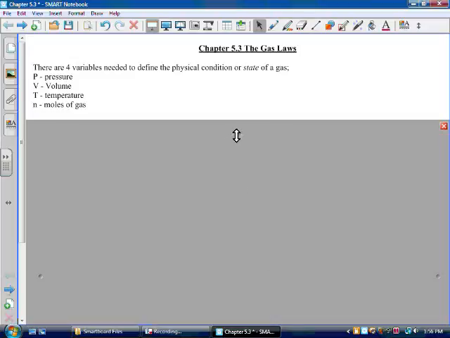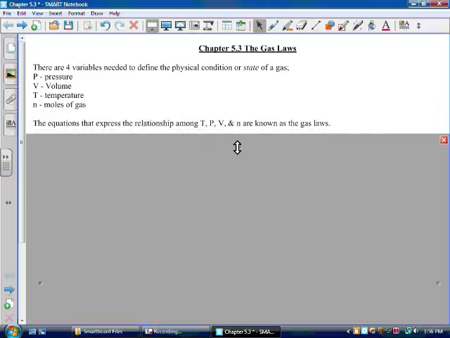What we're going to do in this section is we're going to look at what are called the gas laws, which are relationships between those variables, how they relate to one another. What we find is that volume is directly related to all three of the other variables. So in this section, we're going to look at how they are related to volume.